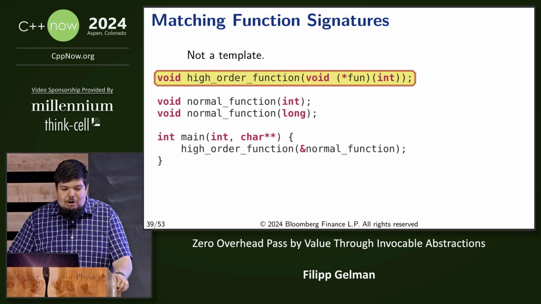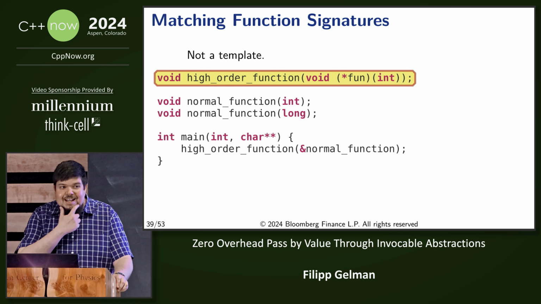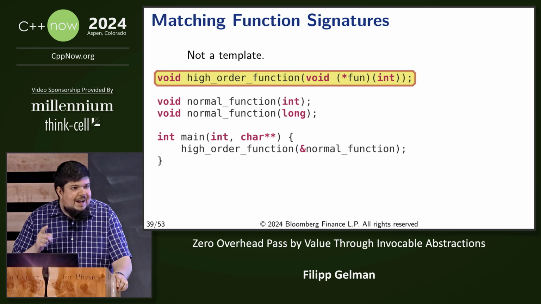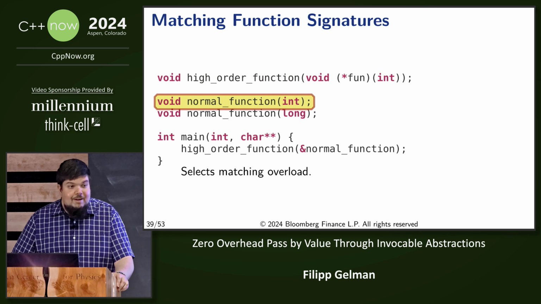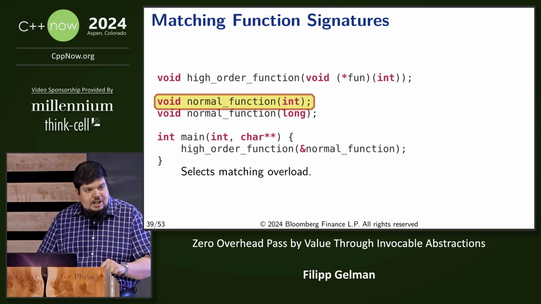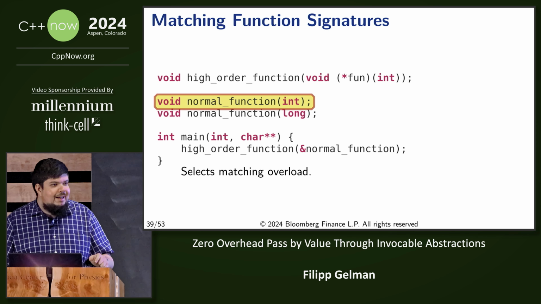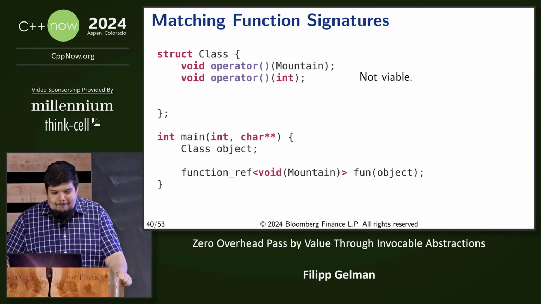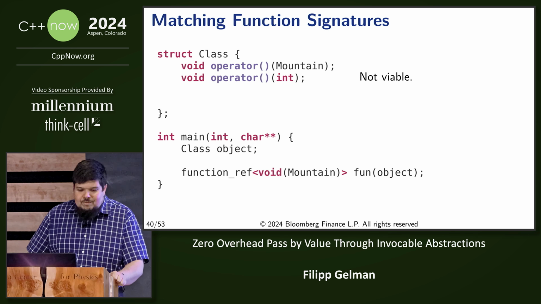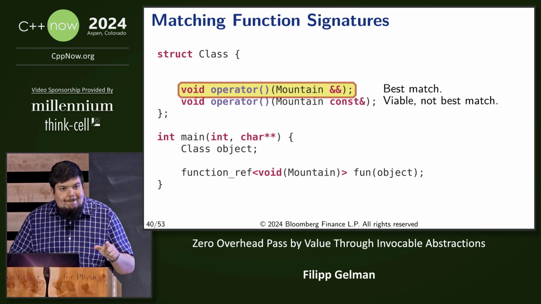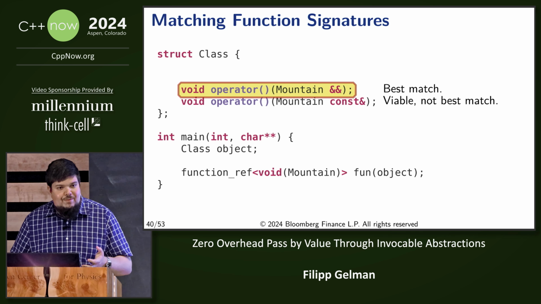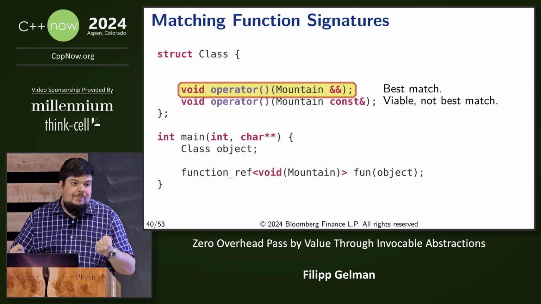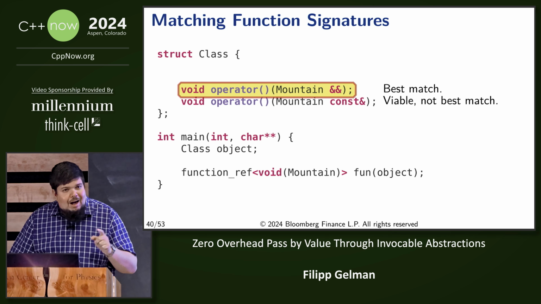But if I change my higher order function to be not a template, it takes a specific type. Now I can pass it the address of an overload set, and the compiler will pick the matching one. This works. We're going to use this technique to find the best overload and return a pointer to it. So the idea is if I have two overloads, one of them is viable and one isn't, we want to pick the viable one. If I have two overloads that are both viable, but one is a better match than the other, like if I have an R value reference and a const L value reference, and I'm starting from a pure R value, then the R value reference one is a better match. So how can we do this?